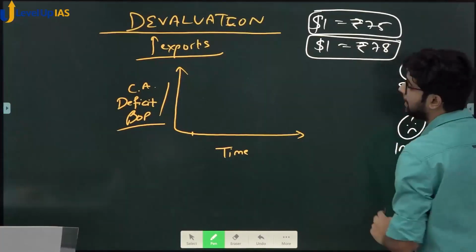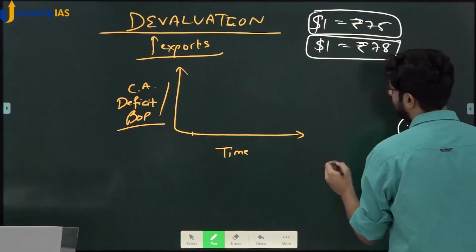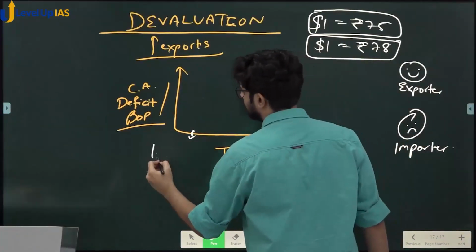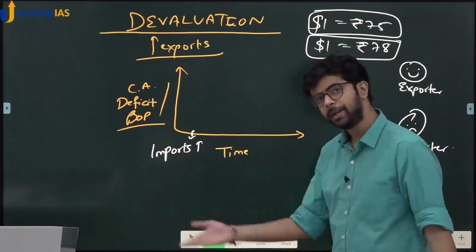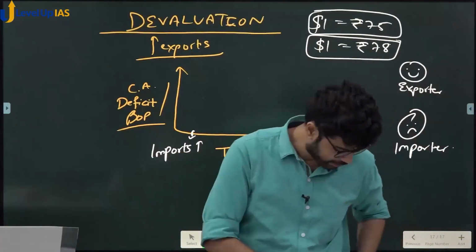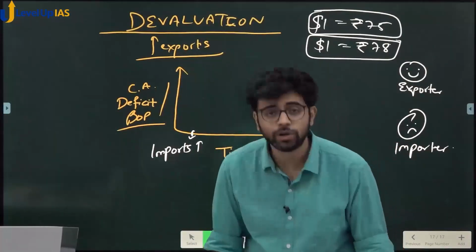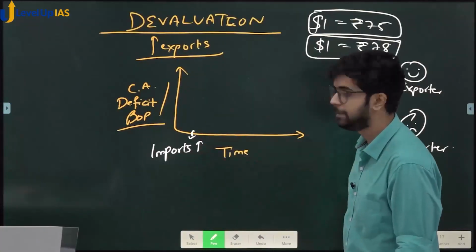What will be the immediate impact now? What will be the immediate impact? Immediate impact, short-term impact. Short-term impact क्या होगा? Short-term impact would be imports would rise automatically. Yes or no? Why? Because you are importing regularly. India is a very regularly importing country, and fuel and all, petrol and all, you need all of these things. So you will import. Imports would rise immediately.